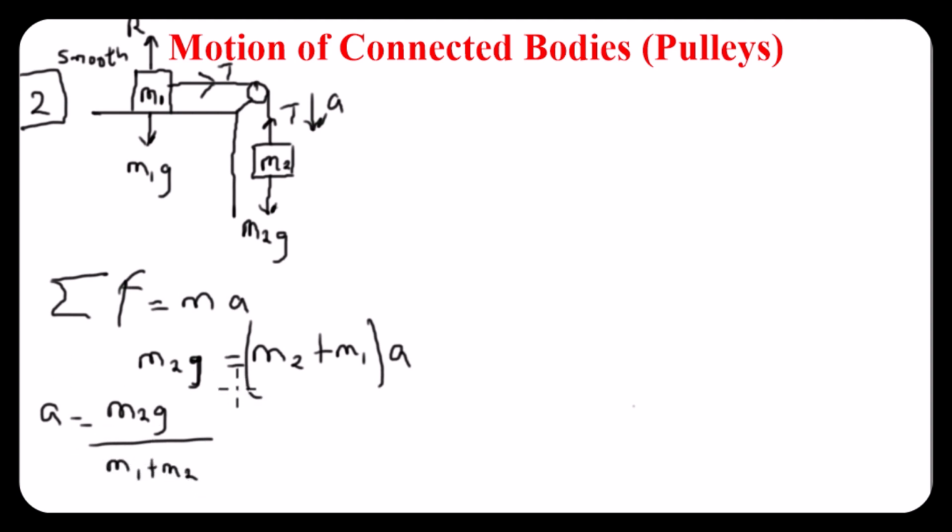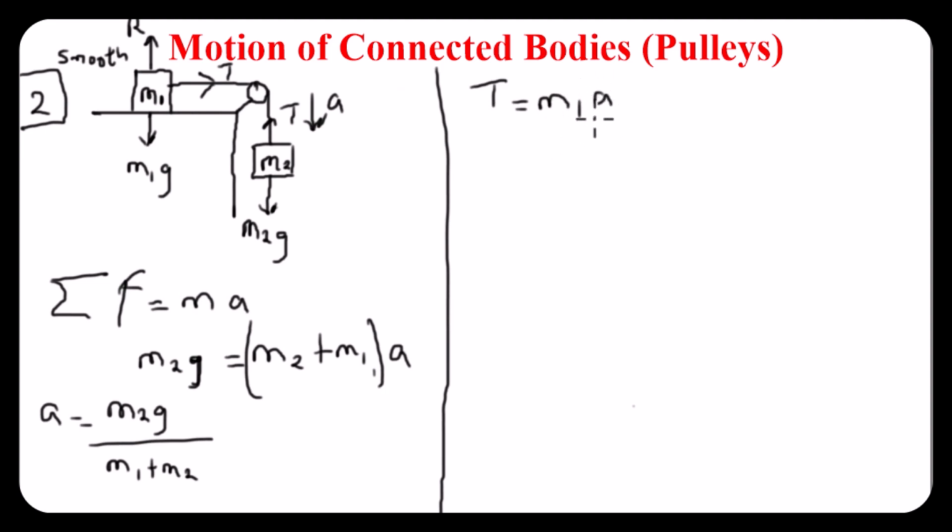Now that we've gotten the acceleration, it's time to get the tension. To get the tension, we're going to exclude the system and take just one part of it. We can take either the M2 box or the M1 box. Since we took M2 in the last example, let's take M1 in this example. We can see that the only force acting on M1 is the tension force, and M1 is accelerating towards the right. So I can say T must be equal to M1a.